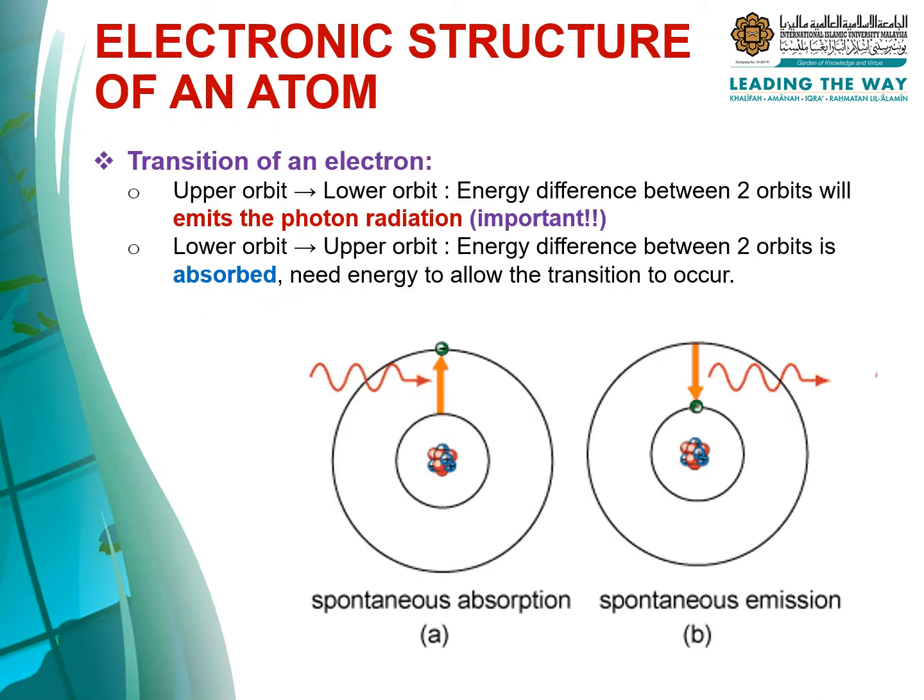When there is a transition of an electron from an upper orbit to a lower orbit, the energy difference between the two orbits is released as photon radiation. If an electron rises from a lower orbit to an upper orbit, the energy difference between the two orbits is absorbed and must be supplied for the transition to occur. And emitting photon radiation is our important topic today.